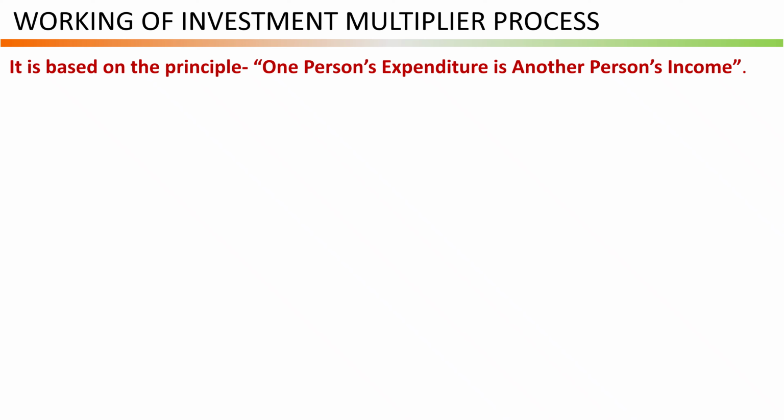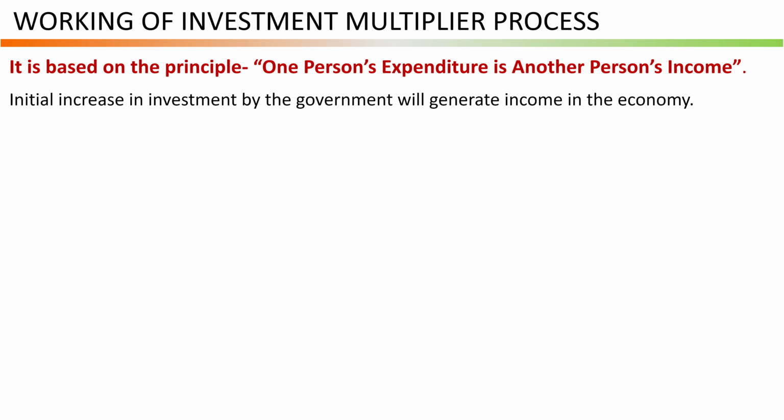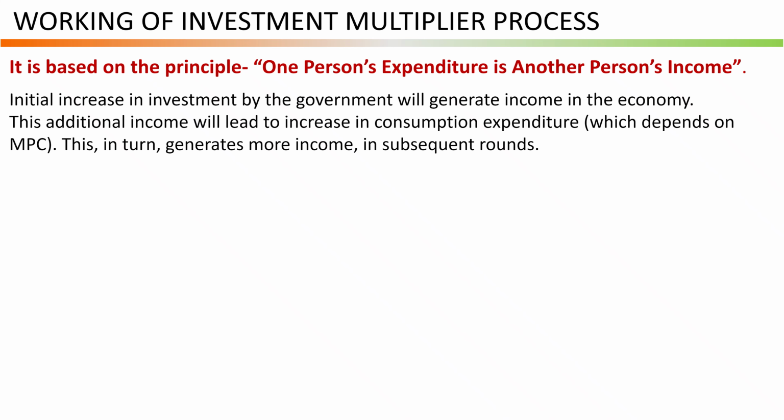The initial investment is generally undertaken by the government, especially during a recession or a depression. When the government spends money on things like public works, it makes large scale expenditure, which is paid to the laborers, to the suppliers of raw materials, for purchase of machines, etc. This initial increase in investment by the government will generate income in the economy. This additional income will lead to increase in consumption expenditure.